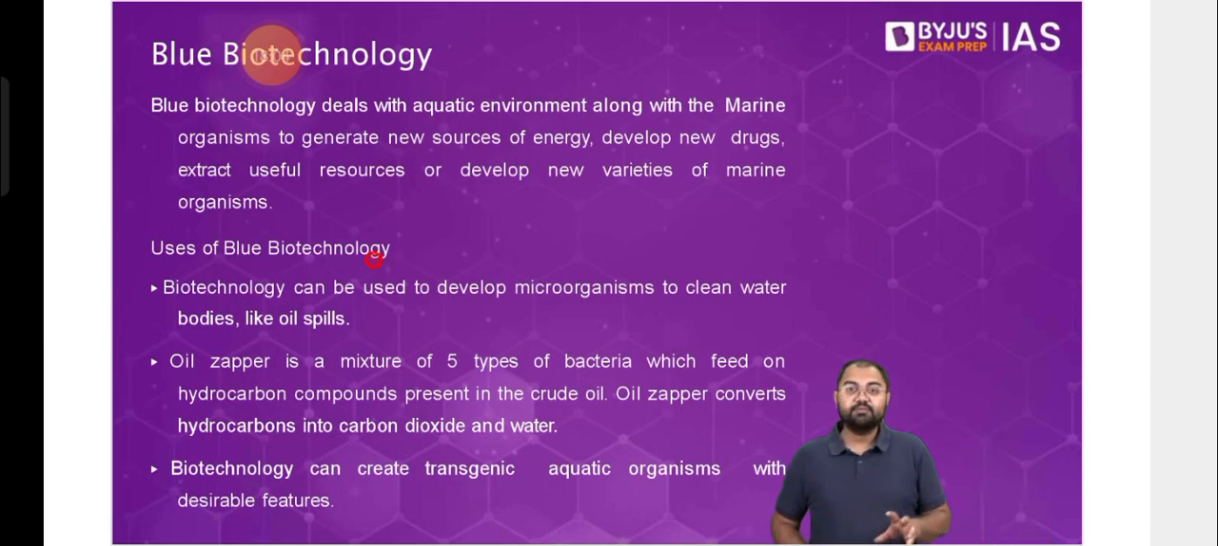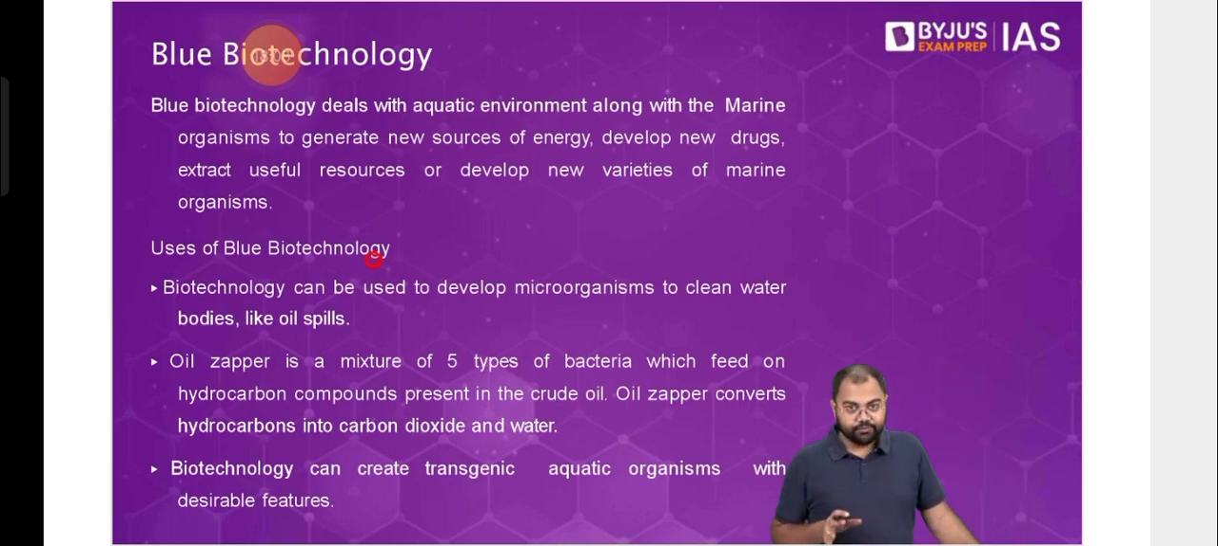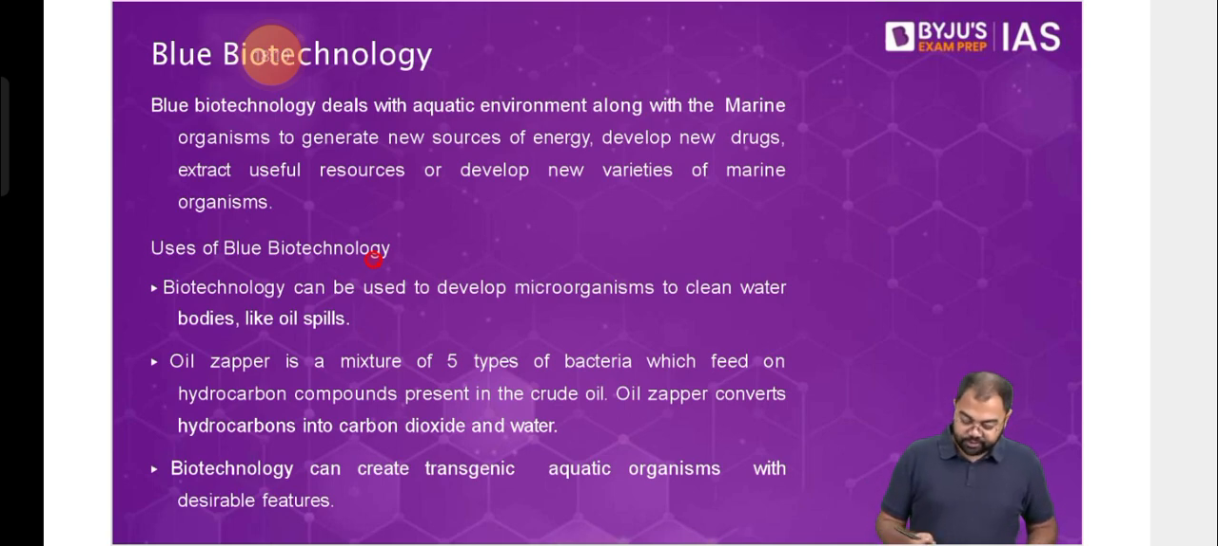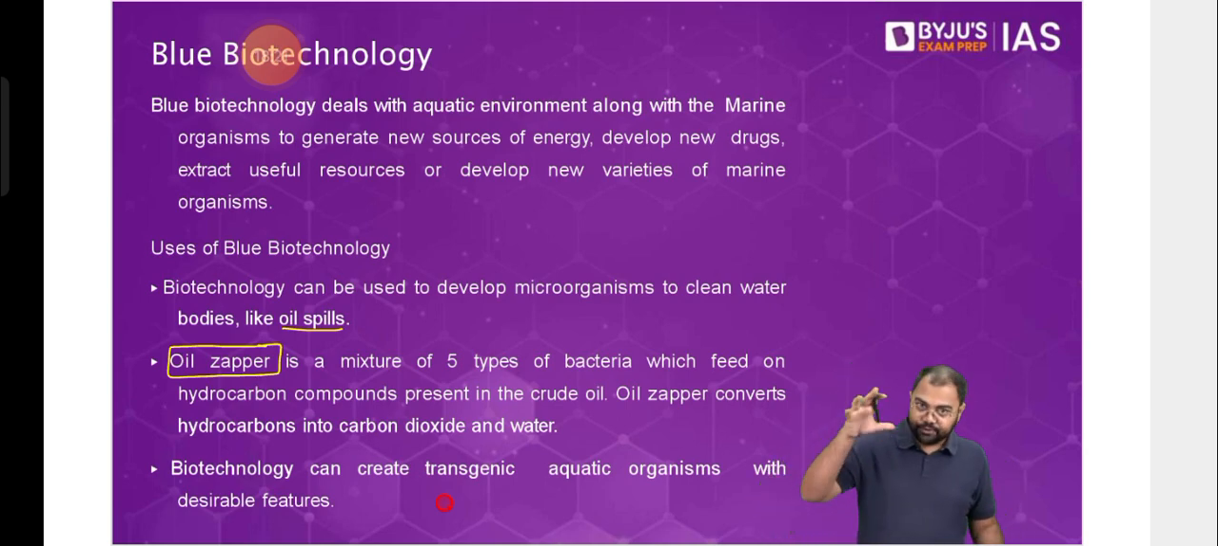Now, blue biotechnology is simple. Anything that is related to water will be called blue biotechnology. In case of blue biotechnology, first and foremost, a very important example here is oil zapper. Now, this oil zapper is nothing but a combination of 5 different bacteria that can help against oil spills. All right. So whenever there are oil spills, oil zapper can be used, a formulation made of 5 different bacteria.